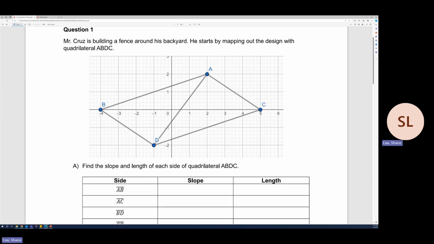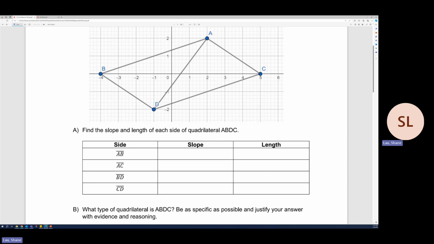Question 1. Mr. Cruz is building a fence around his backyard. He starts by mapping out the design with the quadrilateral ABDC. You have to make sure that you're aware of the orientation, or the order, that this is written in. The first question tells us to find the slope and length of each side of quadrilateral ABDC.